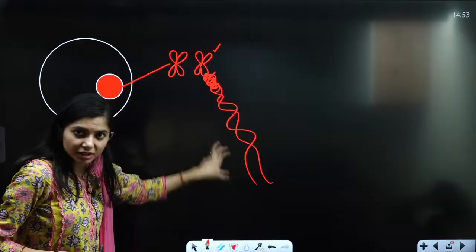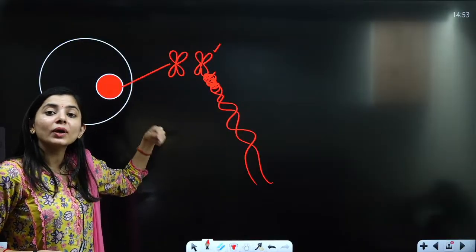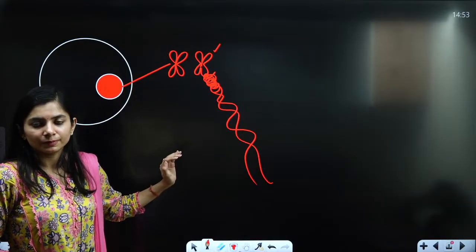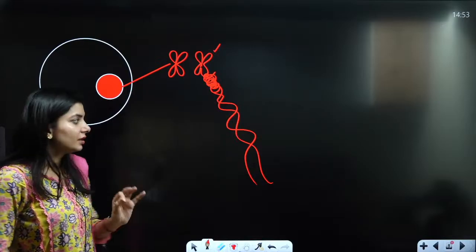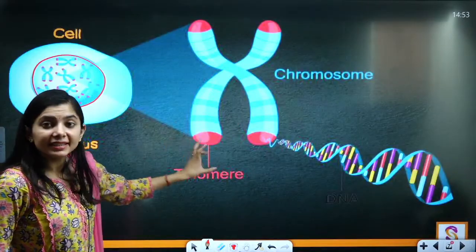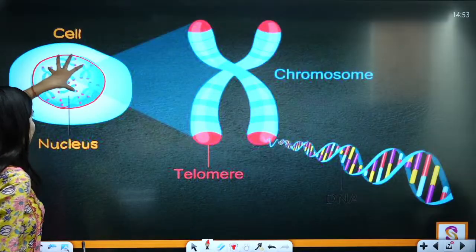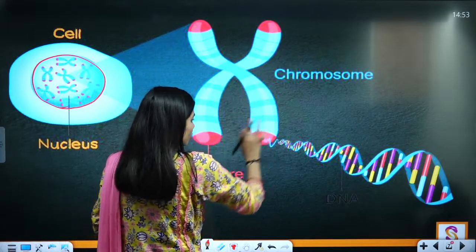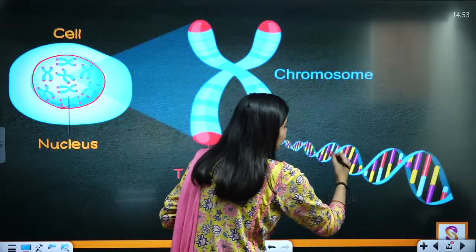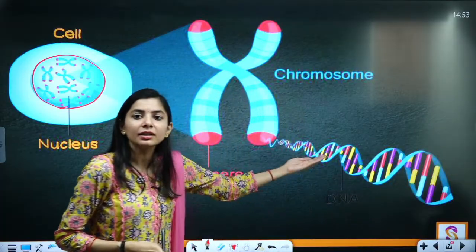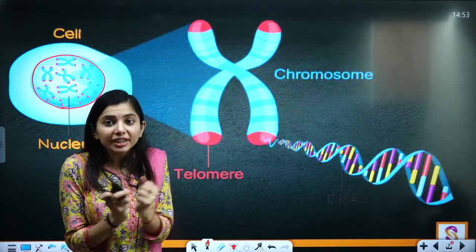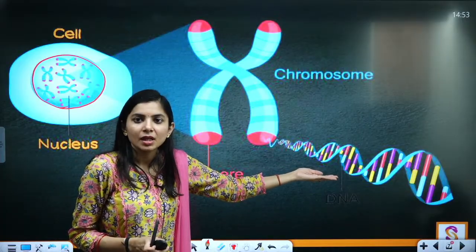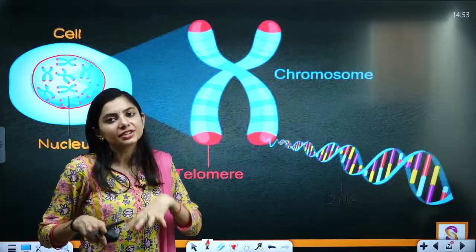Now this structure would help me to understand about the chromosome. Fine. So from here, I can understand that the cell is having the nucleus. Nucleus is having the chromosome. Now the chromosome is here in terms of joining together the DNA. And the DNA is having my gene.